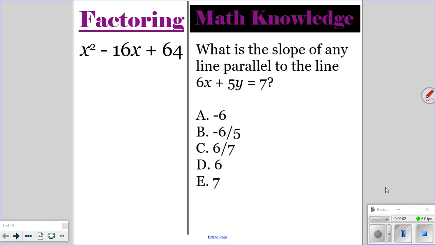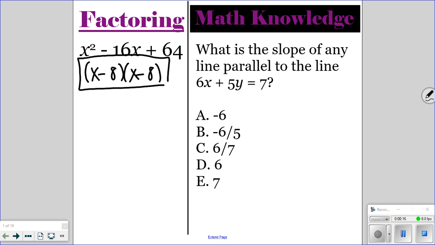Alright, so y'all go ahead and do the factoring and the math knowledge question for today. Pause the video, and then once everyone is finished, you can unpause the video and I'll go over the correct answers. So for the factoring, you're just going to have x minus 8 times x minus 8, which you can also write as x minus 8 squared.